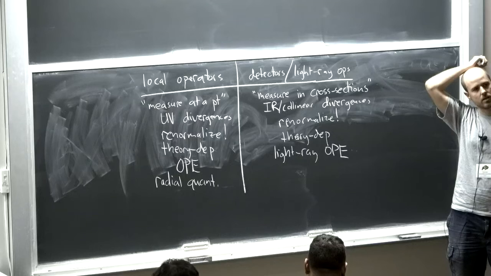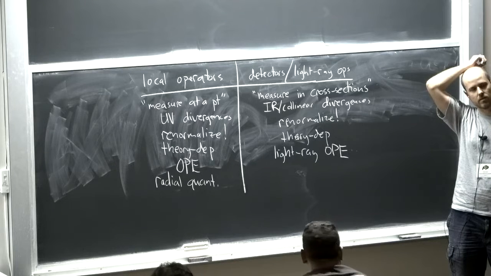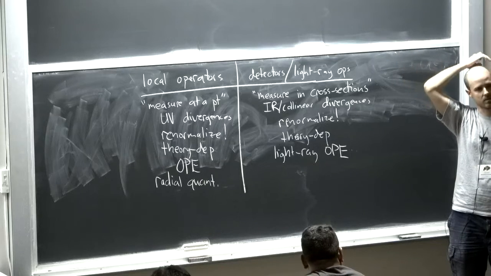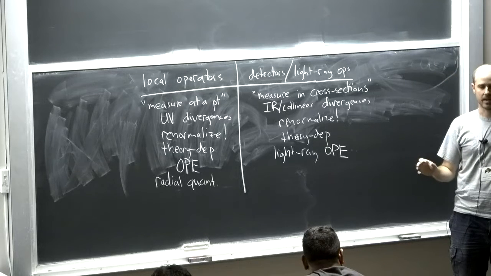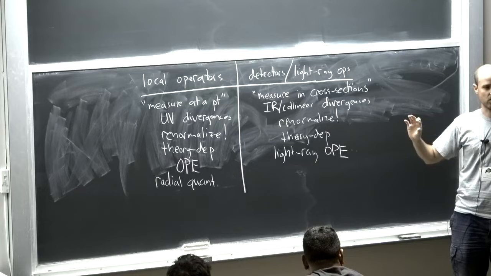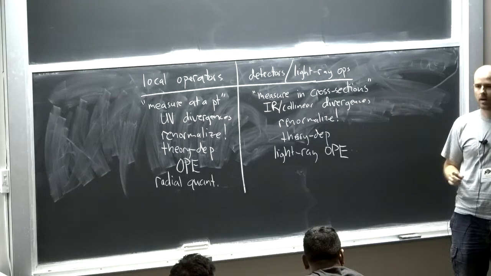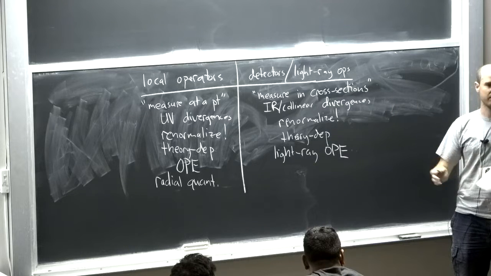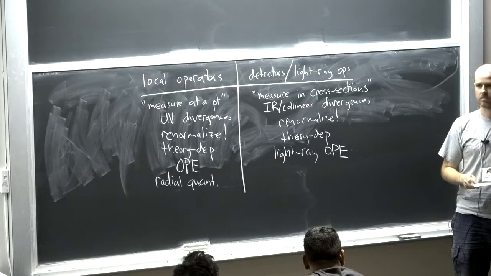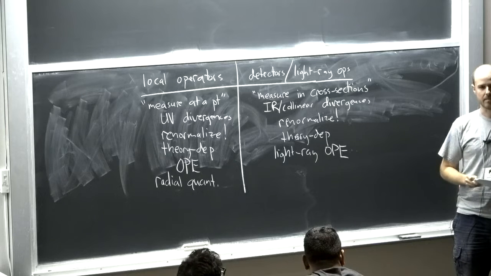So celestial CFT is all about using conformal symmetry, in part to organize amplitudes. And we're going to see a lot of connections to that a little bit later because we are also going to use conformal symmetry to organize these detectors. But the things that people have been computing are maybe not the same at this point.